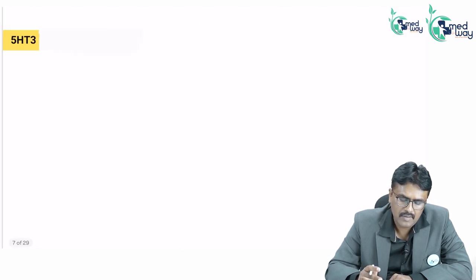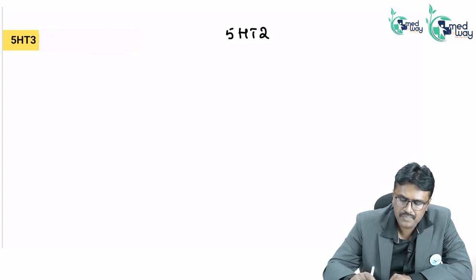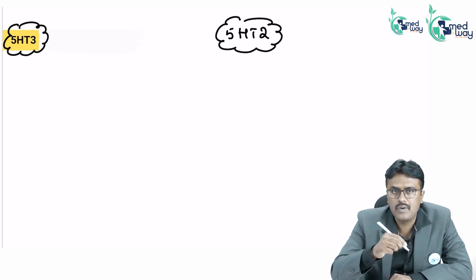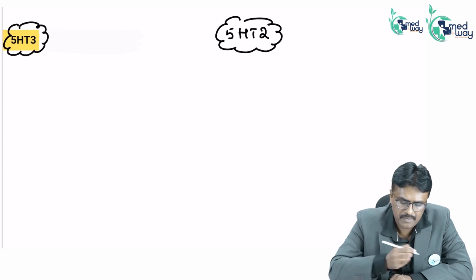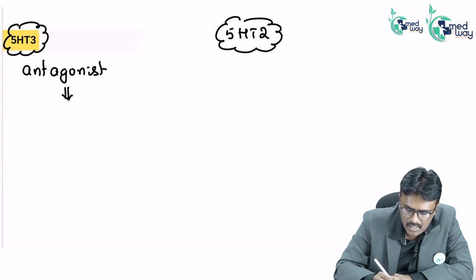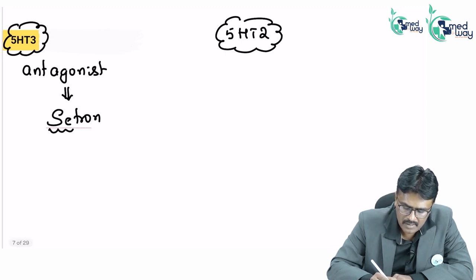The next thing we need to understand is the receptor, that is 5-HT3 and 5-HT2. I told you for both of them we have antagonist. So the 5-HT3 antagonist, what are they? The 5-HT3 antagonists, they end with setron. Example, ondansetron, palonosetron, granisetron, dolasetron, they end with the name setron.